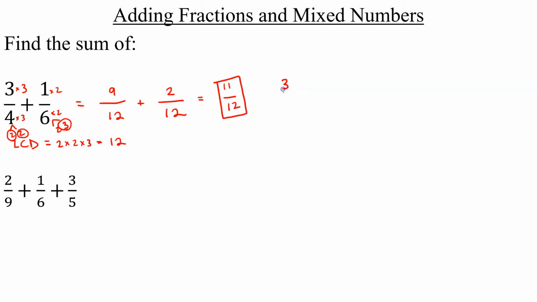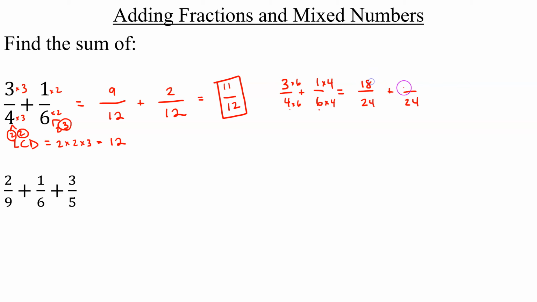Now, there's a second way that you could approach this problem. Rather than figuring out the least common denominator, you could simply multiply your denominators together. So we could do 4 times 6 to get a denominator of 24. In order to get 24 from 4, we had to multiply that by 6. So we have to multiply our numerator by 6. In order to get the denominator of 6 to become 24, we had to multiply it by 4. So we're going to multiply our numerator by 4.